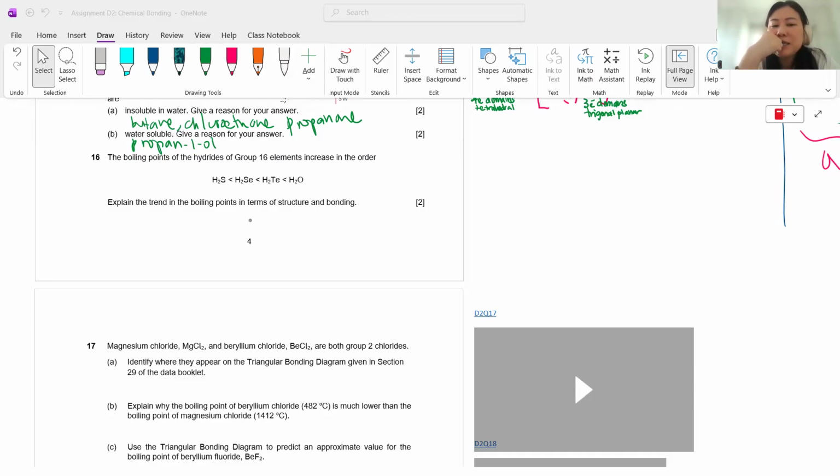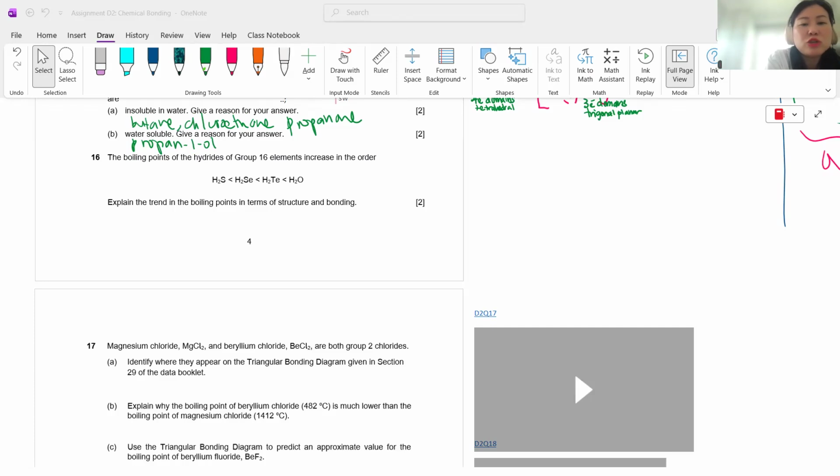Right, question 16 over here is the boiling point and the structure. They already give you the answer. This is the order: the highest is water, the lowest is H2S. Okay, we are supposed to explain the boiling point trends in terms of their structure and bonding. So what are we supposed to write down?